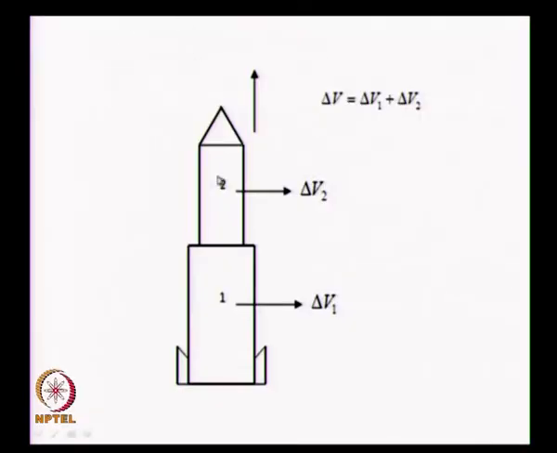Here we see a two-stage rocket. Maybe the first stage gives you a velocity delta V1, the second stage gives you a velocity delta V2. The total velocity of this combination of the first and second stages, delta V, is equal to delta V1 plus delta V2. This is a two-stage rocket. Let us go to the next one.